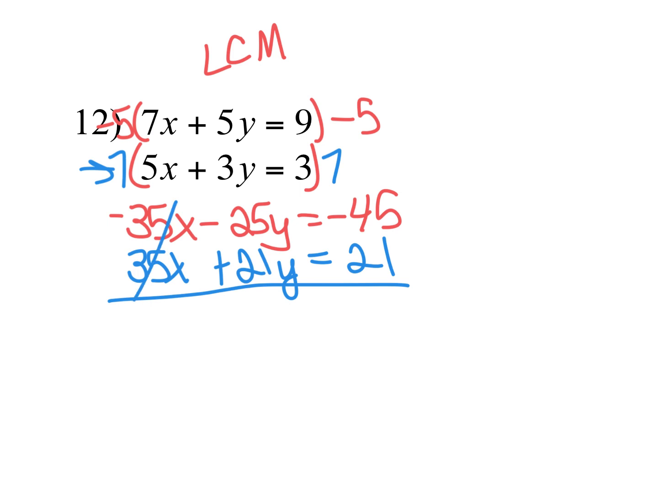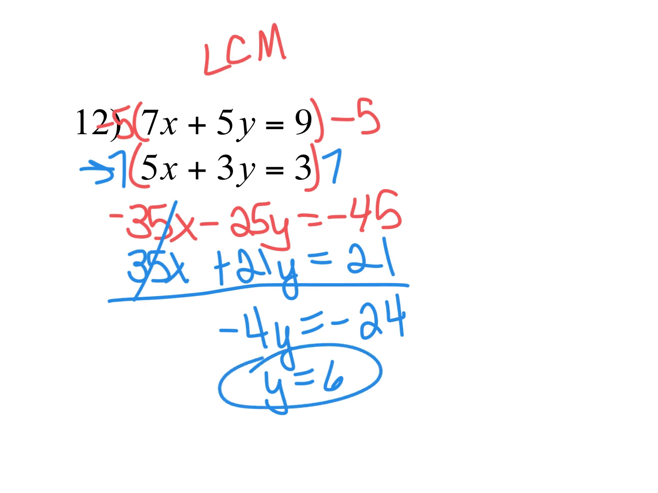And then I've got -25 and +21. I'm going to have -4y equals -24. If I divide both sides by -4, I get y equals 6. Now I know what y is. I have to pay attention.